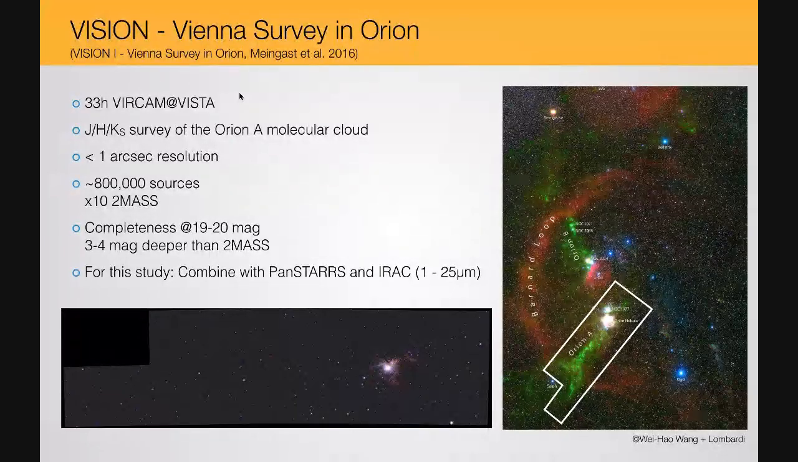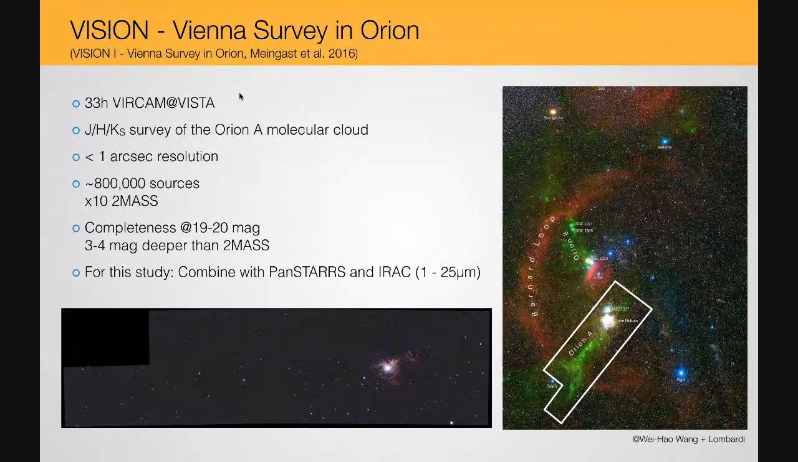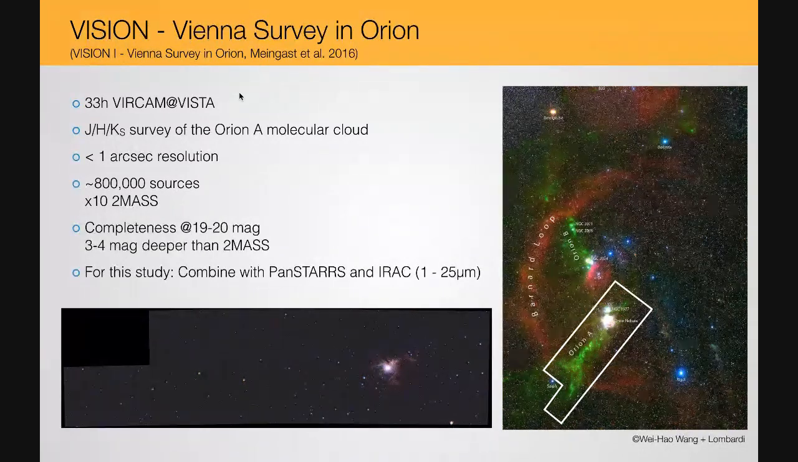I want to add two things here. One thing is that if you are working on Orion A and you're using 2MASS data, then I would recommend not using 2MASS data anymore. I would actually recommend using our VISTA survey. 2MASS is incorporated into this, so you're not losing the bright end. So please use this data. It's very well tested already. And the second comment I want to make here is that for the infrared extinction study that we did, we also used Pan-STARRS data and Spitzer data. So we cover a wavelength range from about 1 to 25 micrometers.